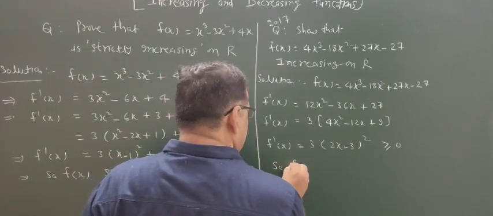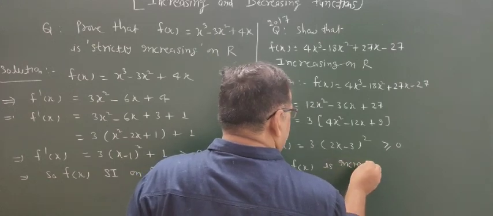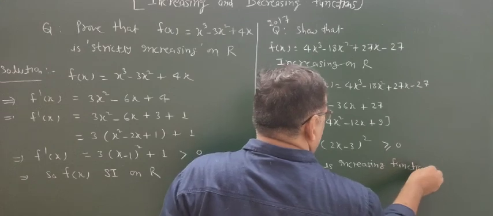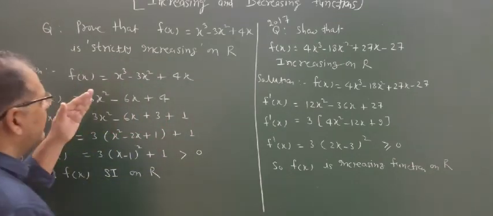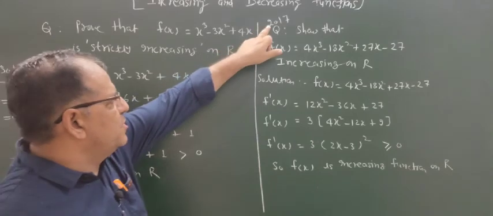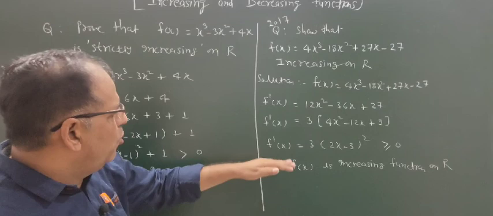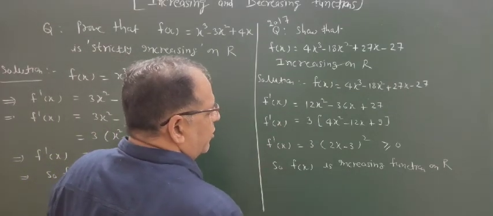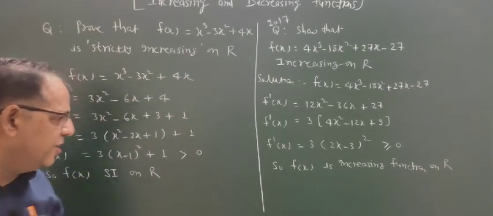So f(x) is an increasing function on R. So there are two questions. One for strictly increasing on the set of real numbers. The other is a question of CBSE 2017, in which we want to show that the function is increasing on R. So for increasing, we only show that the value of f dash x is greater than or equal to 0. So these are some problems based on increasing and strictly increasing functions.